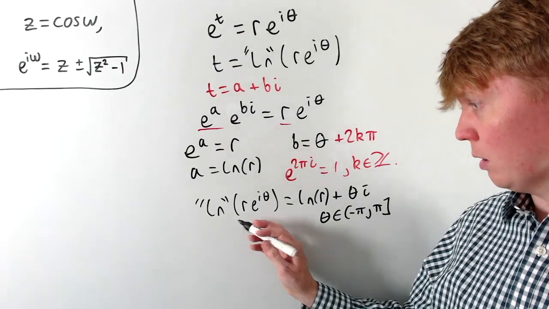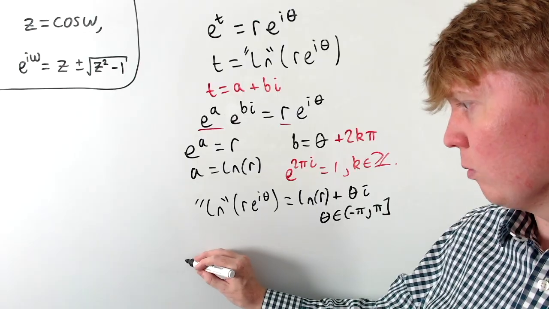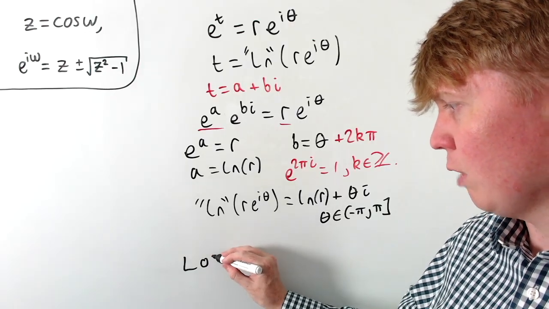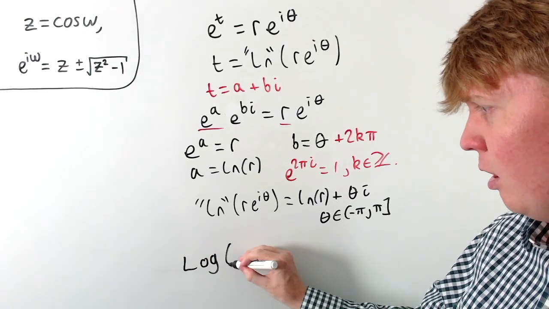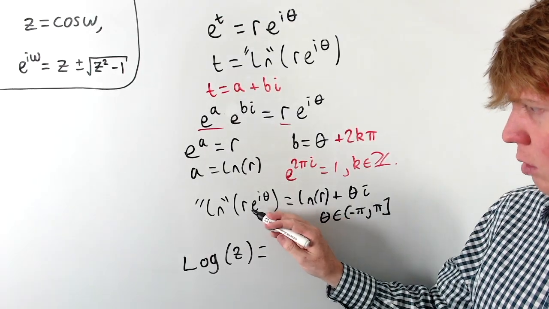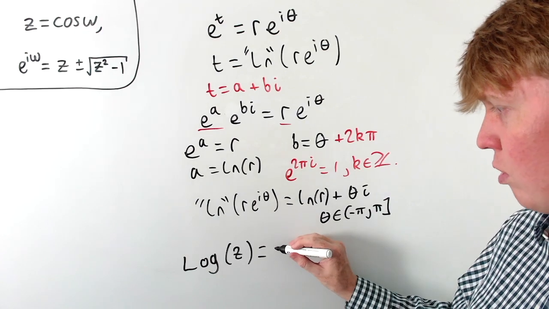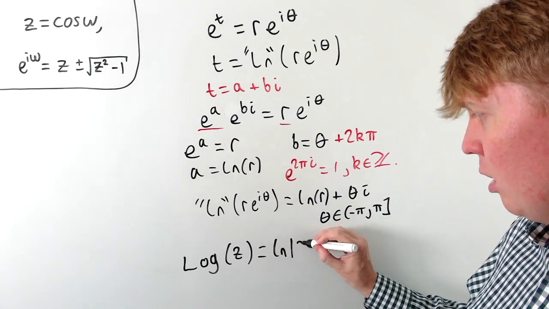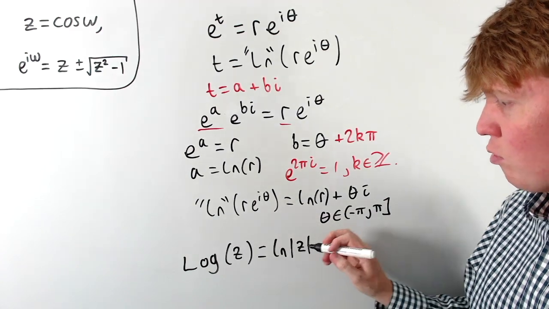So if we actually go back to, what if we have the logarithm of just a complex number z? We'll write this as, with a capital L, logarithm of a complex number z. We'd have, first of all, r, this is the modulus of z, so we just write this as ln of the modulus of z. This is nice and straightforward.